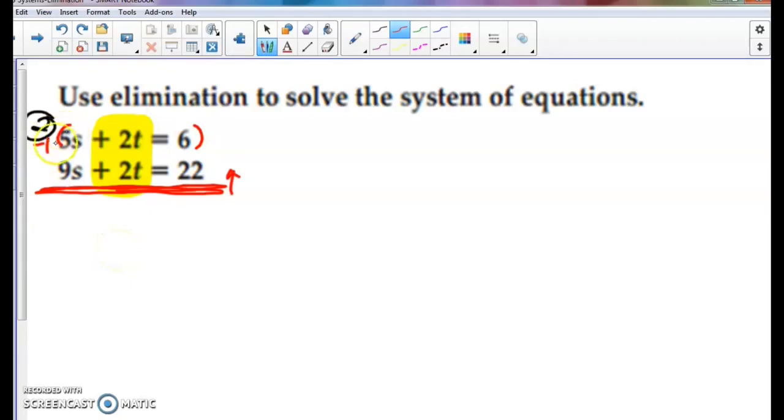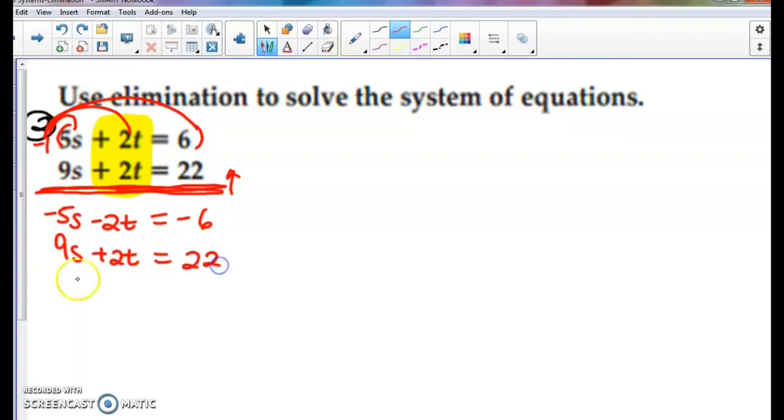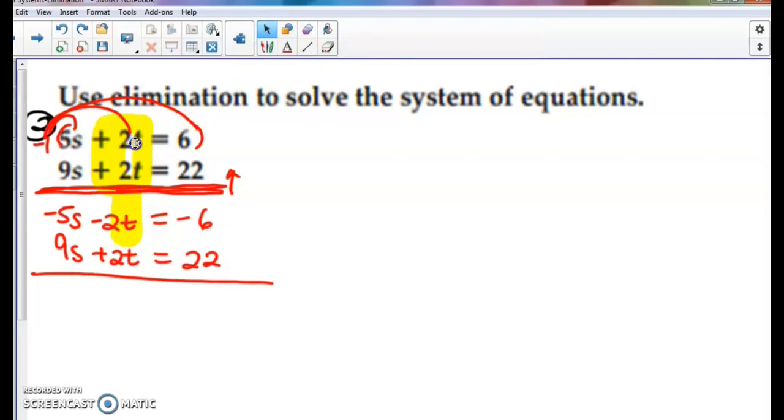And now, for this top equation, we're going to distribute this negative 1. So multiply everybody here by negative 1. So negative 1 times 5s is a negative 5s. Negative 1 times 2t is a negative 2t. Negative 1 times 6 is going to give me negative 6. Drop down your second equation as is, 9s plus 2t equals 22. And now we make sure we have opposite coefficients. So I have a positive 2t and a negative 2t. So we have opposite coefficients, so we're good to add them together.